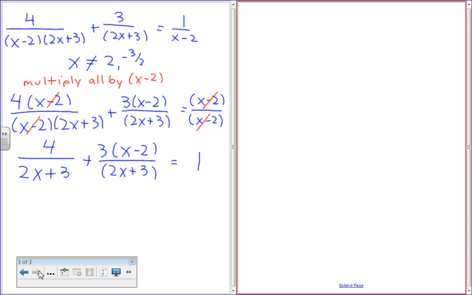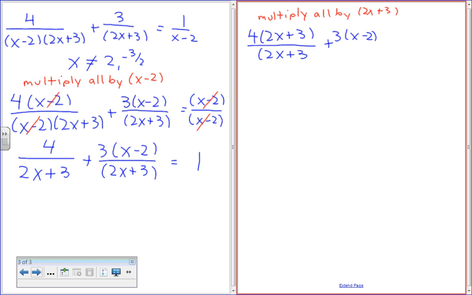I'm not going to skip a step again. Multiply all by 2x plus 3. Okay, so it's going to be 4 brackets, 2x plus 3, all over 2x plus 3, plus 3 bracket x minus 2, 2x plus 3, all over 2x plus 3 equals 2x plus 3.